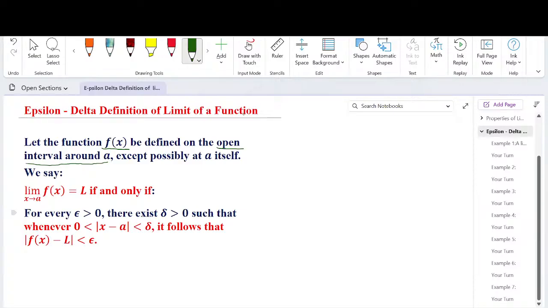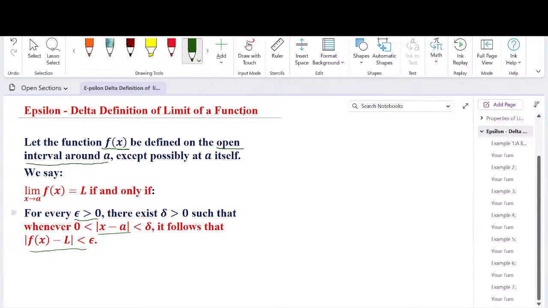Okay. So for every epsilon greater than 0, that is, if epsilon is positive, there should exist a delta value that is also positive, such that whenever x minus a, and I'm going to tell you the meaning of this as you proceed, is greater than 0 but less than delta, it automatically follows that the absolute value of f of x minus the limit must be less than epsilon.